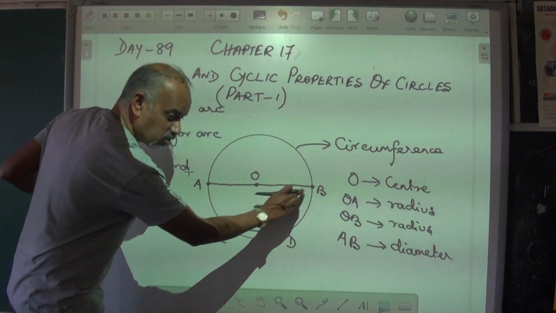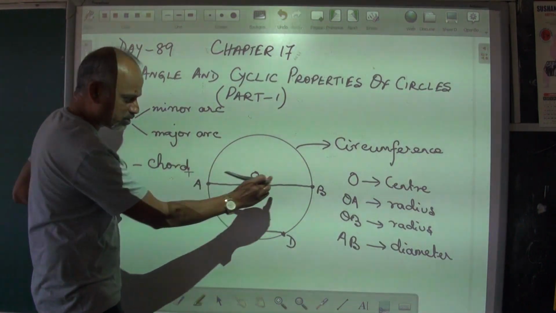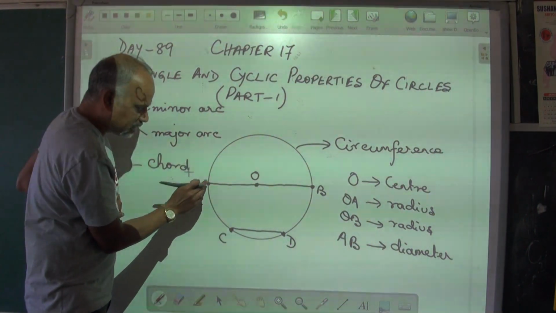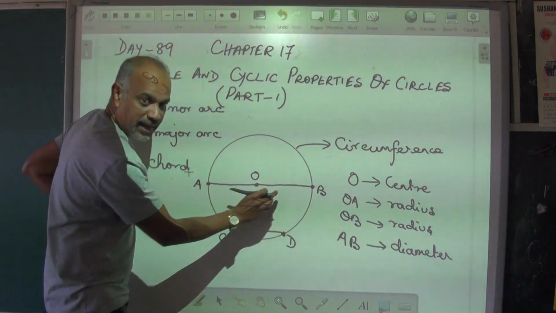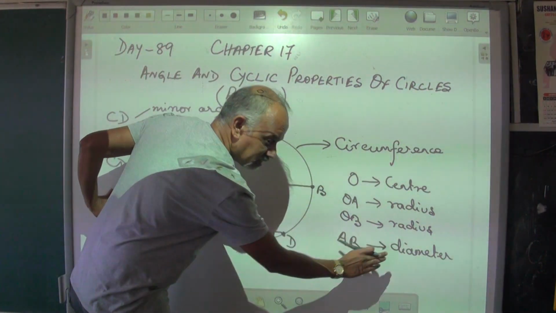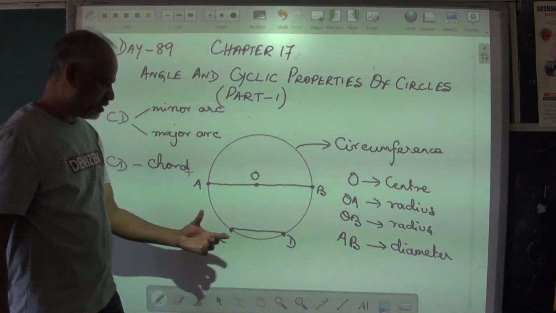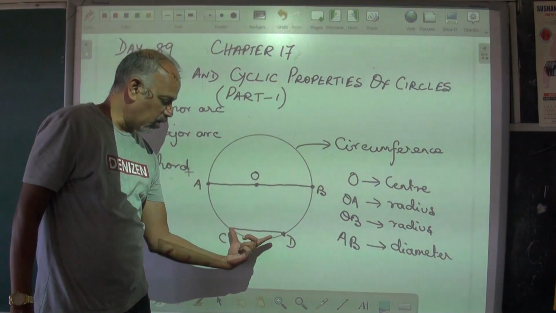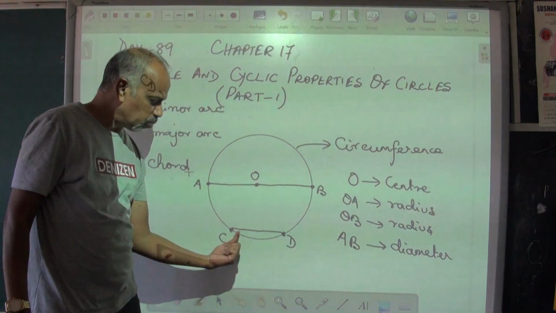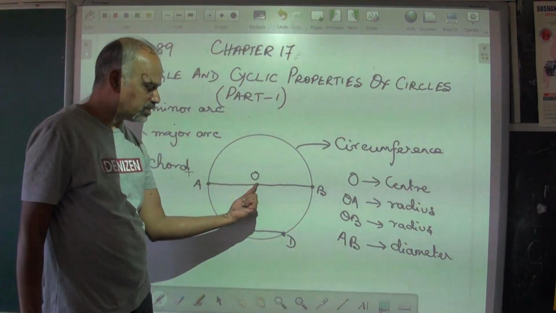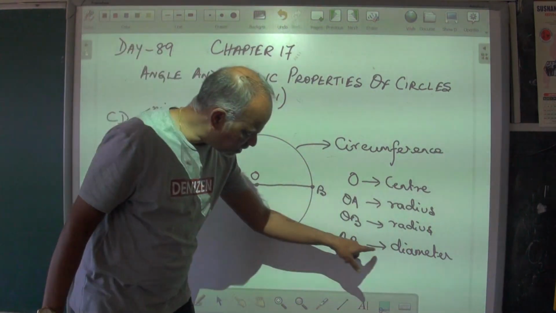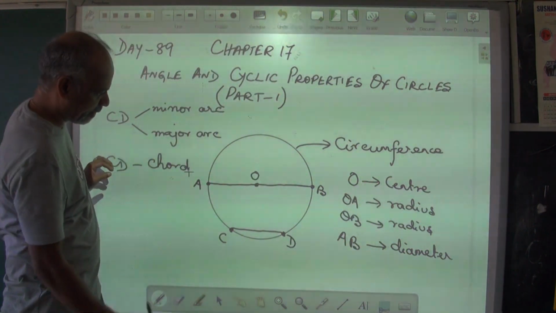So AB is also a chord because it joins 2 points on the circumference, but this chord passes through the center. Therefore, this chord has a special name, that is, it is the diameter. So a chord is a straight line which joins 2 points on the circumference. This is also a chord, but it passes through the center. Therefore, it is called the diameter.